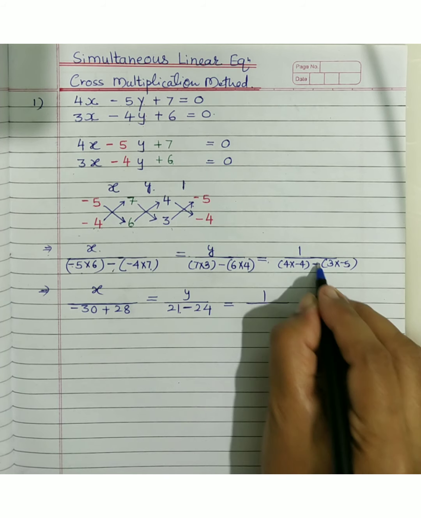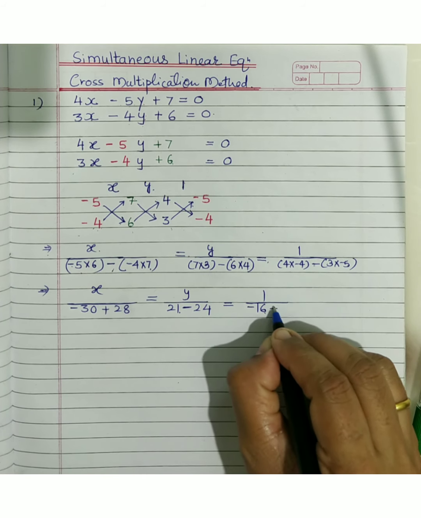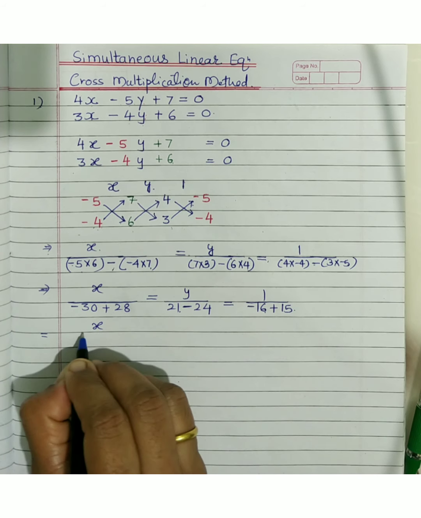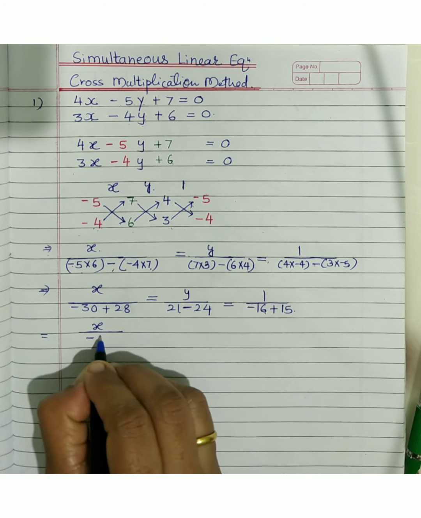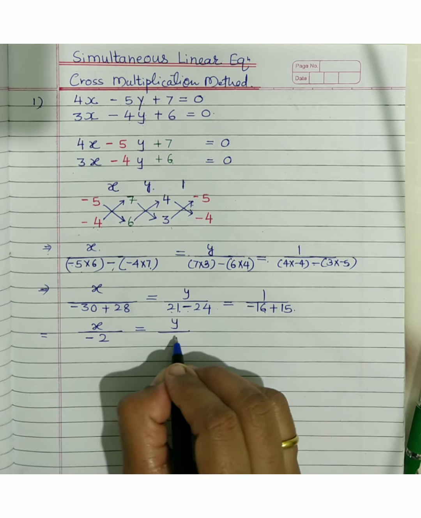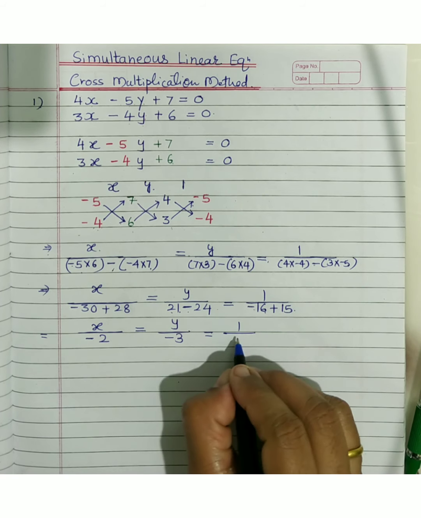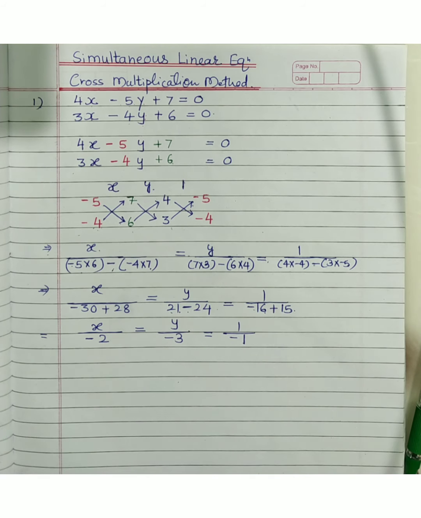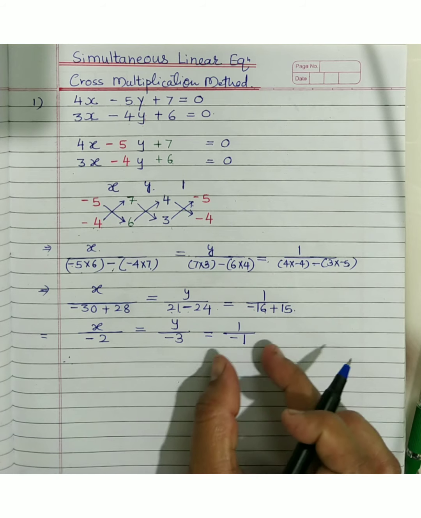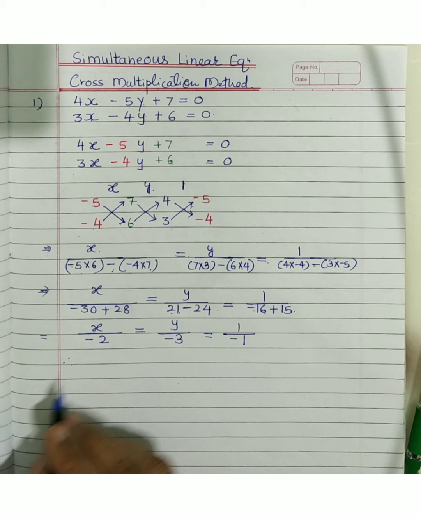1 upon 4 into minus 4 is minus 16, minus minus plus 5 3s are 15. You get x upon minus 30 plus 28. What is the answer? Minus 2. Y upon 21 minus 24. What is the answer? Minus 3. 1 upon minus 16 plus 15, minus 1. Clear? Now equate x upon minus 2 with 1 upon minus 1 so that you can get the value of x. Similar way y as well.